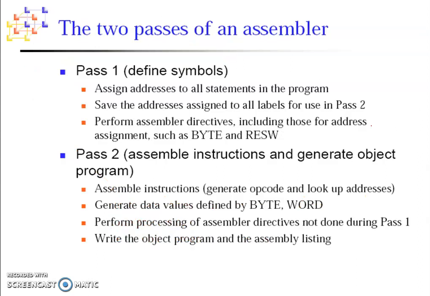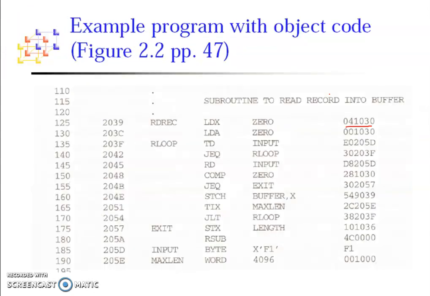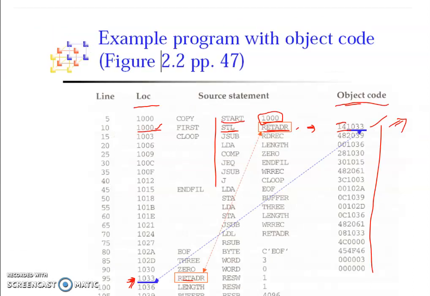Okay, so the procedure for pass 1 is: assign addresses to all the statements in the program, and save the addresses assigned to the labels for use in pass 2. The first task is to assign addresses to all the statements in the program.